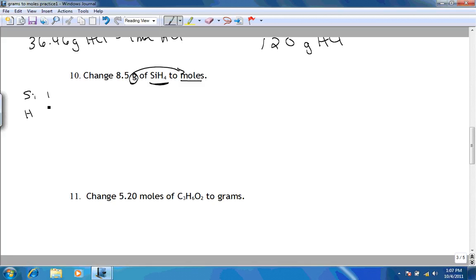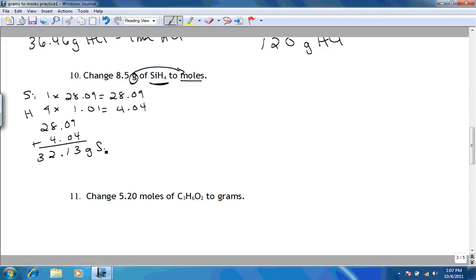We have one Si and 4 hydrogens. So we look on the periodic table and you look for silicon, and you find out that it's 28.09. So it's 1 times 28.09 because there's only one of them. And then you look on the periodic table and you find out that hydrogen is 1.01. So it's 4 times 1.01 because there's 4 hydrogens in the compound. Then you're going to add these two numbers together. And this will be your conversion factor then.